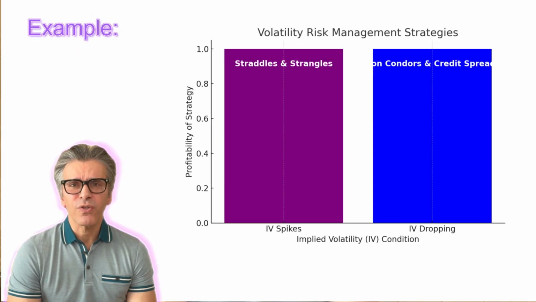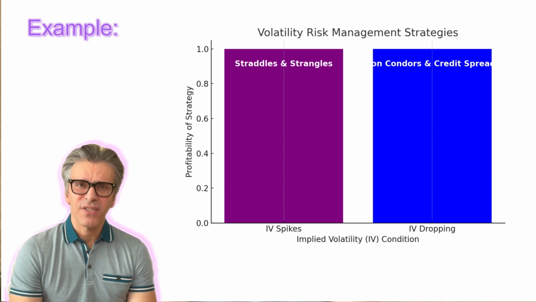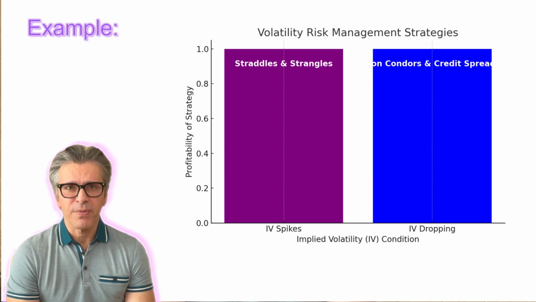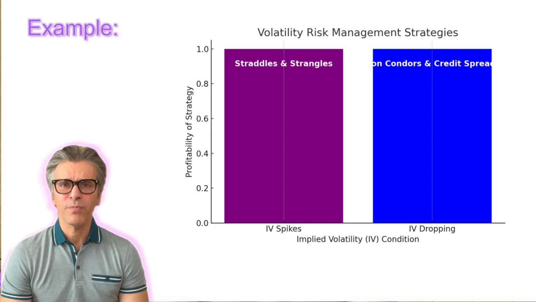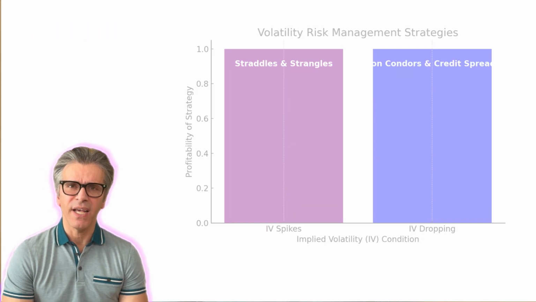Use strategies to manage volatility risk, such as straddles and strangles, to profit from volatility spikes, whereas use the iron condor and credit spread when volatility is dropping. In conclusion, to maximize profits, buy options when IV is low and sell options when IV is high.